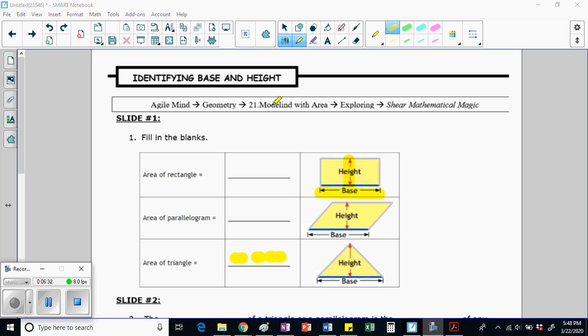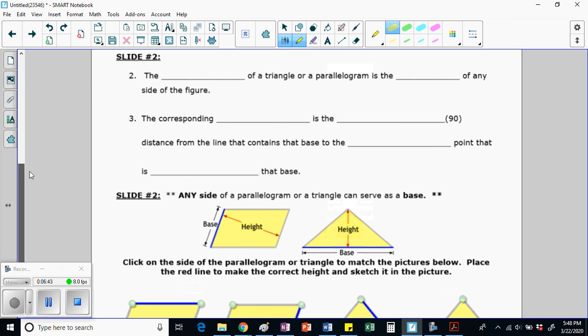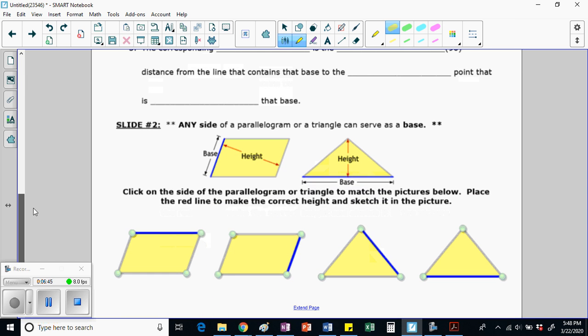Now, you log in to EduMind, you're already at this point, modeling with area. Ooh, I misspelled modeling there. You go under exploring and sheer mathematical magic, and you can use that to answer these questions on slide 2 here. At the bottom here, we have these problems. The idea here might be a little hard to understand, but what we're being asked to do is, if the blue segment is the base, where would the height be?